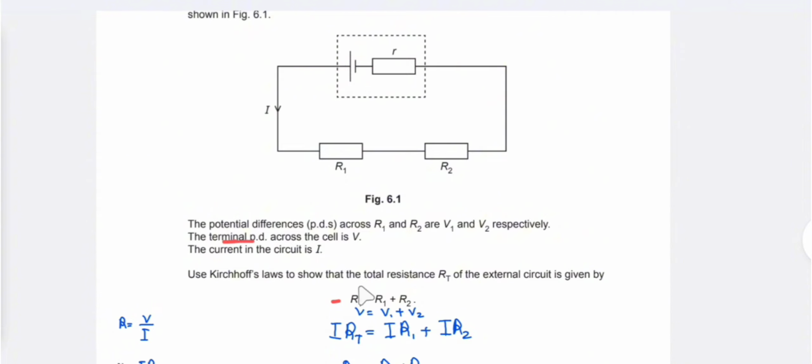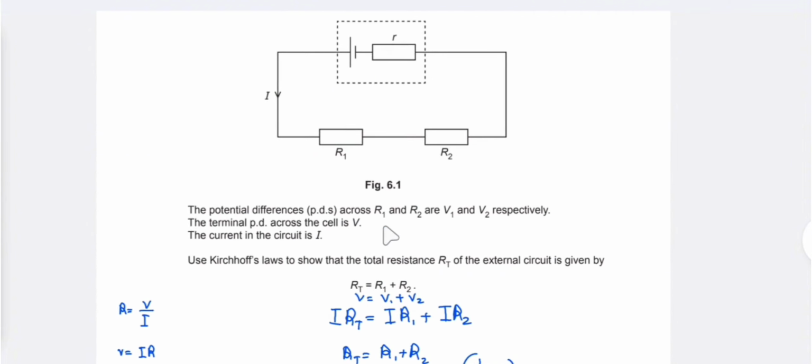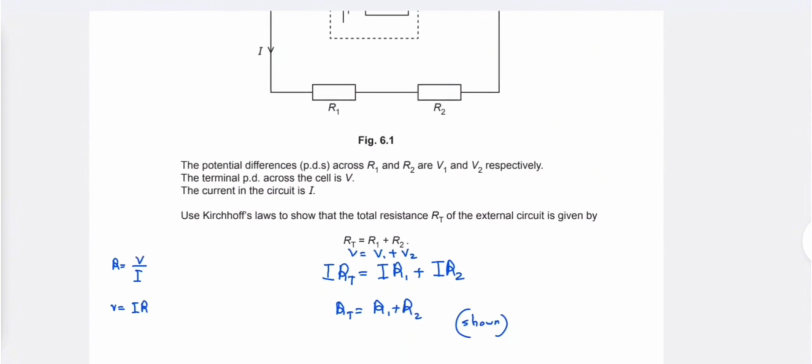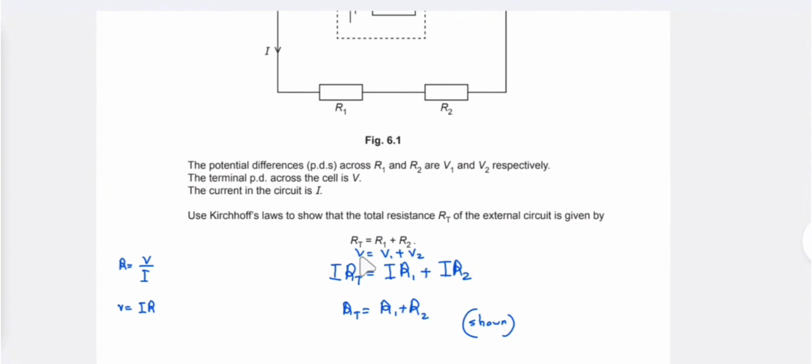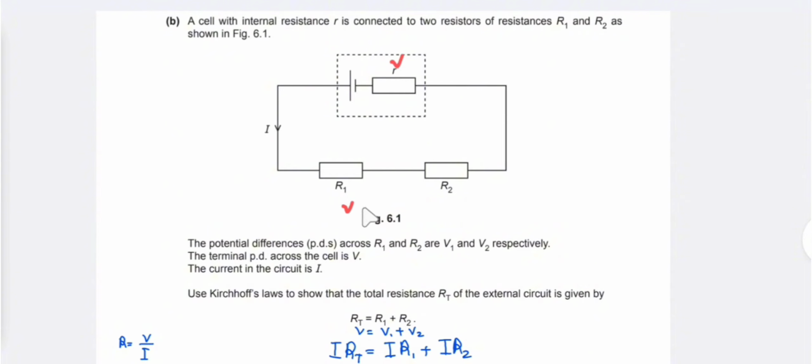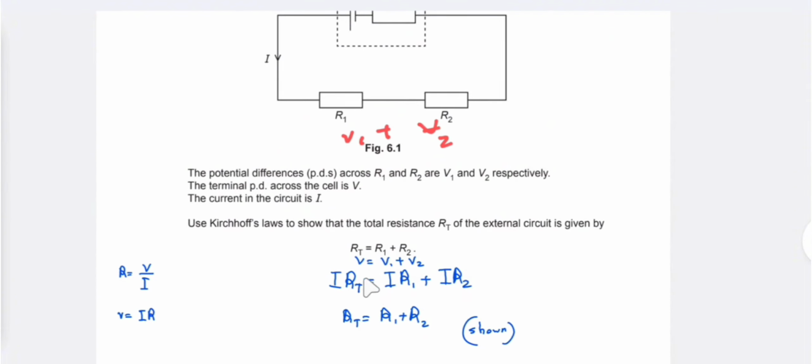So first of all, from Kirchhoff's second law, the total EMF, which we consider as V, is equal to V1 plus V2. We know that V is equal to IR. So the total, I R total, is equal to I R1 plus I R2.